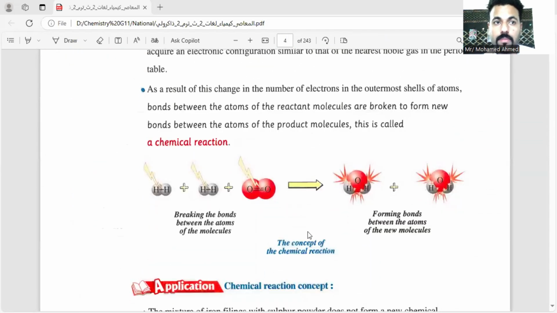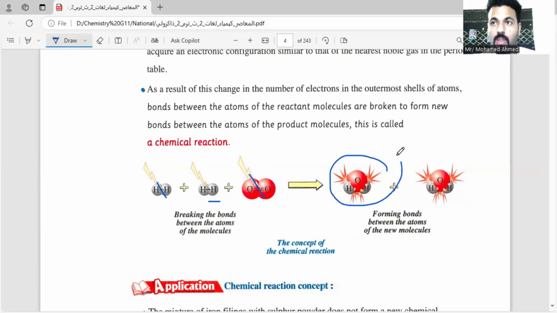Here, for example, we have two hydrogen atoms, and there is a single covalent bond between them. And the same here. So at first, we need to break down the single covalent bond between these two hydrogen atoms. And also we need to break down the double covalent bond between these two oxygen atoms. And then we're going to form new bonds between the products molecules here. So briefly, chemical reaction is breaking bonds between reactants molecules and formation of new bonds between products molecules.